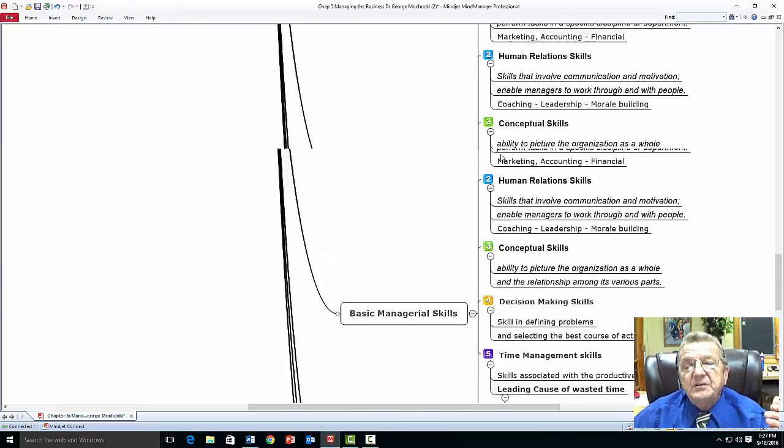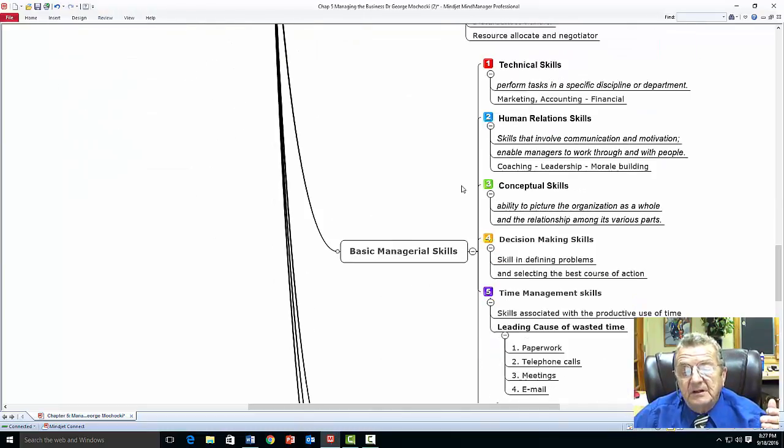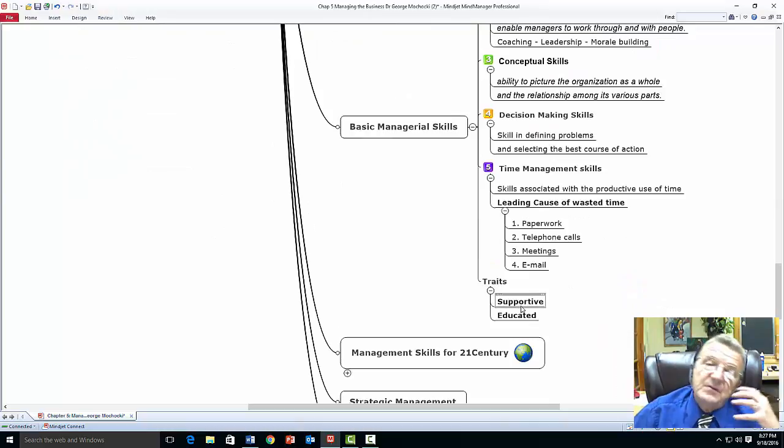Some of the traits that good managerial skills need: you have to be a very supportive type of individual, and you need the education, either education or experience. You know what I mean? So you need both. I don't want to push one way or the other. You need both of them.